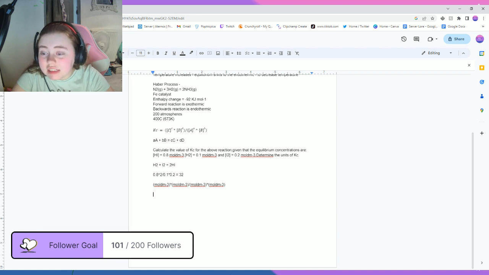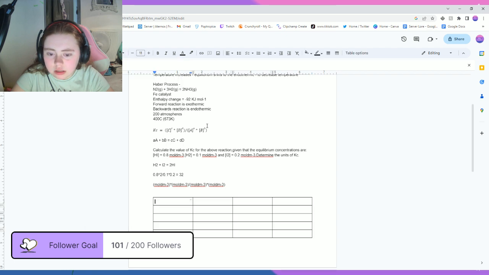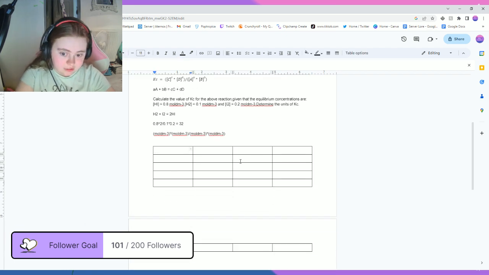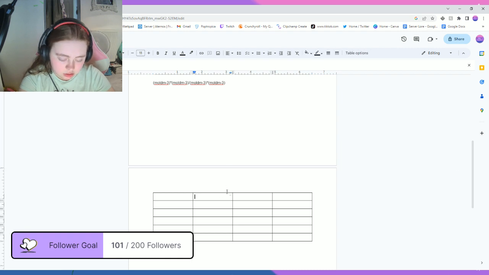So let me insert a table. What? Why isn't my insert working? There we go. Okay, I'm gonna move this onto the next one.